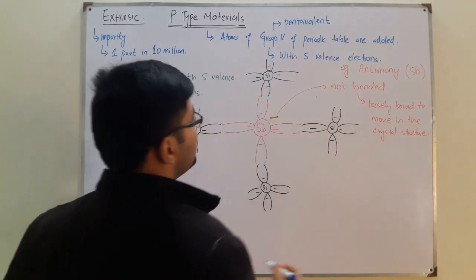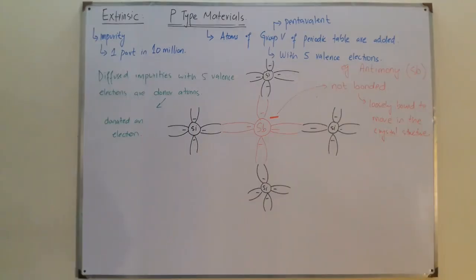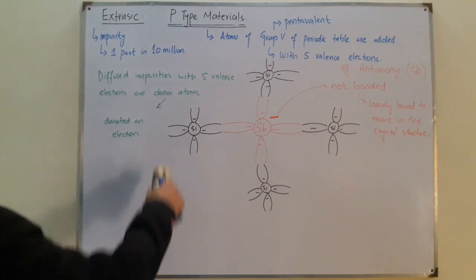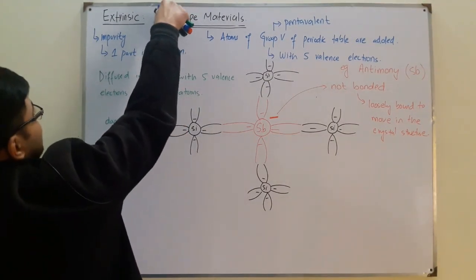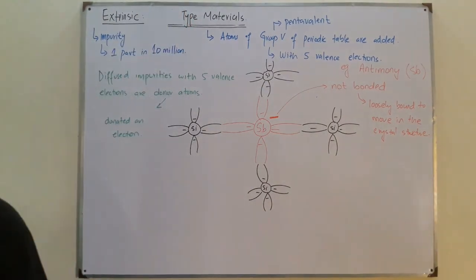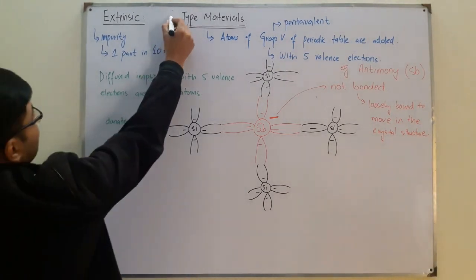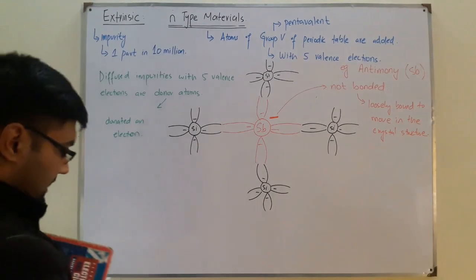Pentavalent impurities are added. So let me read it out from the book, and I have made a very major mistake. These are the n-type materials that I am discussing over here, and I have written the heading of p-type. These are n-type materials, right?